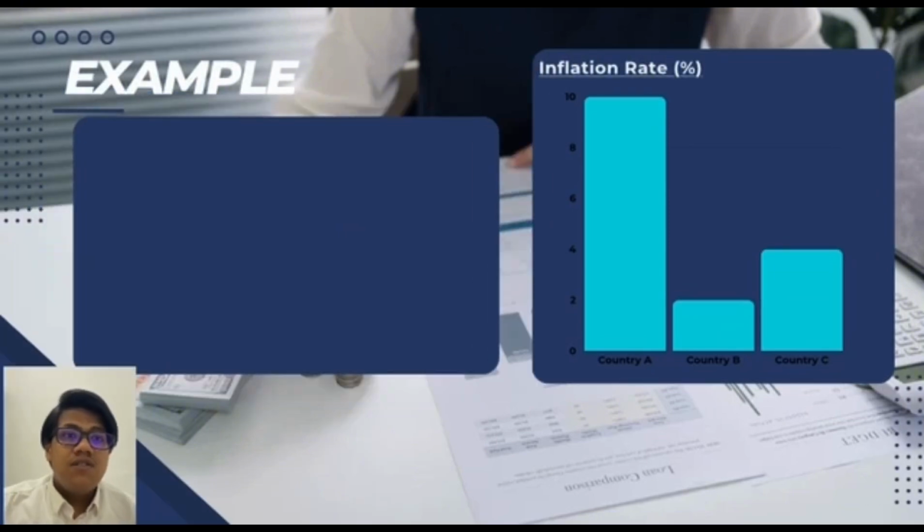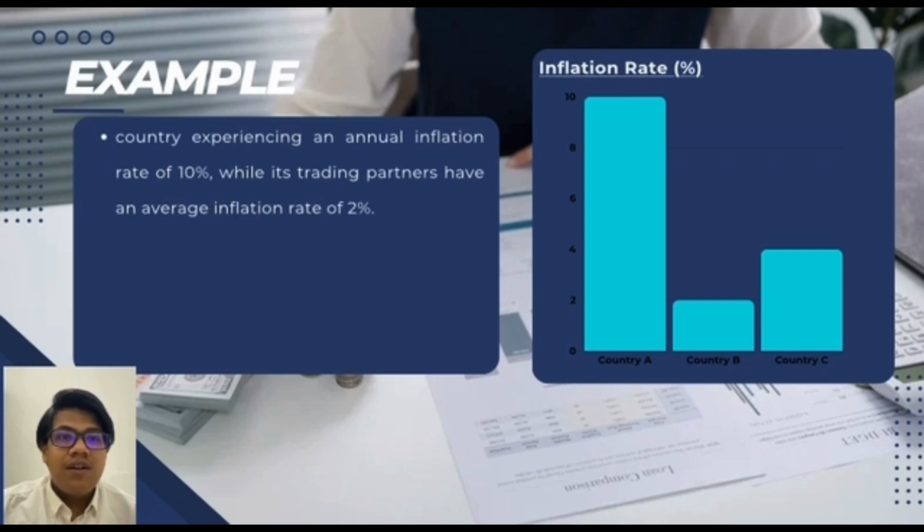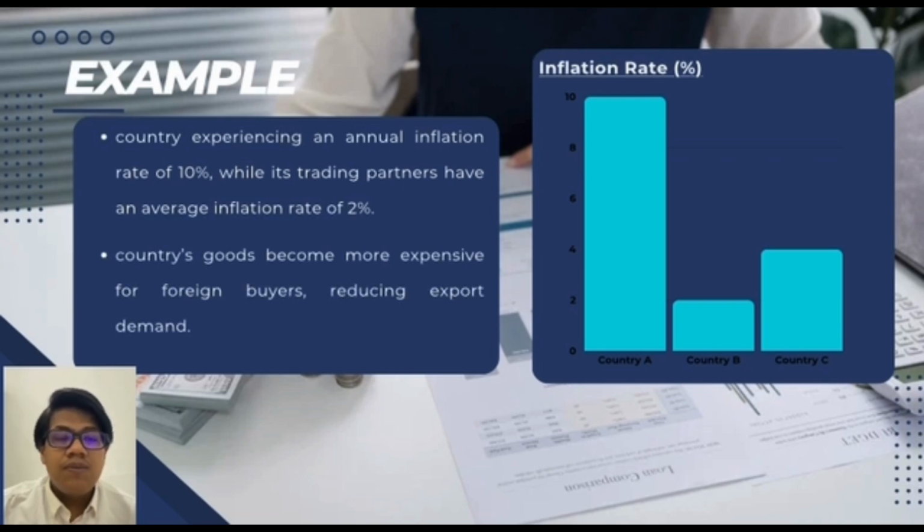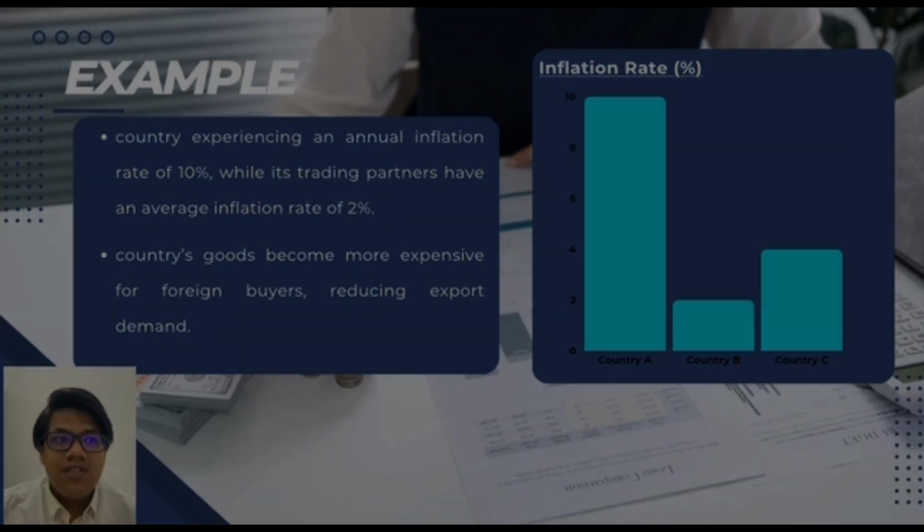For example, consider a country experiencing an annual inflation rate of 10%, while its trading partners have an average inflation rate of 2%. The higher inflation rate means that prices in the country are rising much faster than in its trading partners. As a result, the country's goods become more expensive for foreign buyers, and it will reduce export demand. At the same time, domestic consumers may find imported goods much cheaper, and it will increase import demand. This imbalance results in a trade deficit and a lower demand for the domestic currency in the foreign exchange market, causing the currency to depreciate.